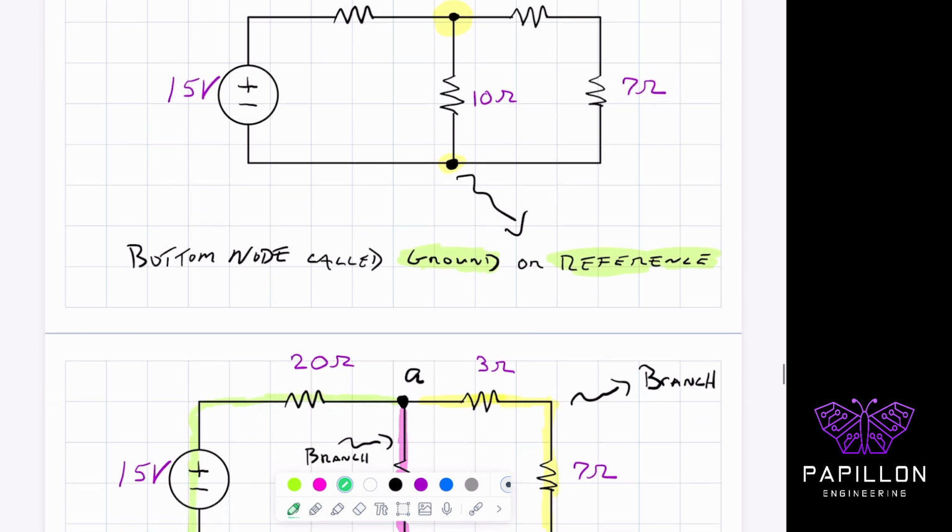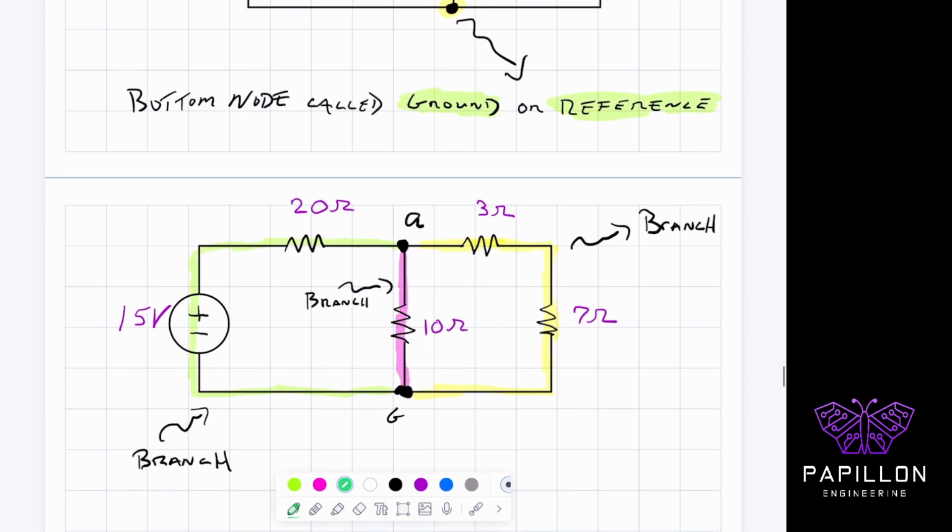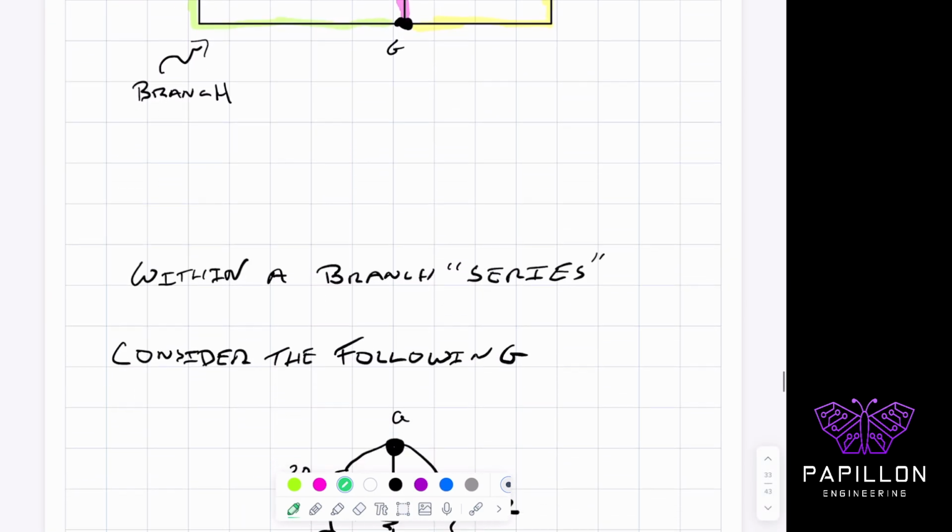So now, to get more vocabulary, between these nodes, they call them branches. So in yellow is an example of a branch. And then green is also a branch, and the pink is also a branch. You have three branches, and they all attach to those two nodes, node A and then the ground node on the bottom. So how does this look?